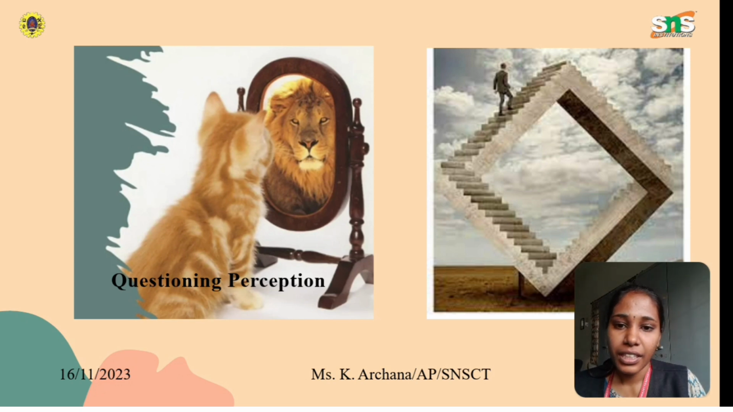Then questioning perception, the way we see ourselves. We need to question what is in front of us and what is on the opposite side. For example, a cat is seeing its face in the mirror and it is seeing a lion, right? That is the way we need to be. We need to know the perception on which we stand. Next one is reflecting. Reflecting perception means reflecting on things. That is, we are reflecting on something and we think alike.